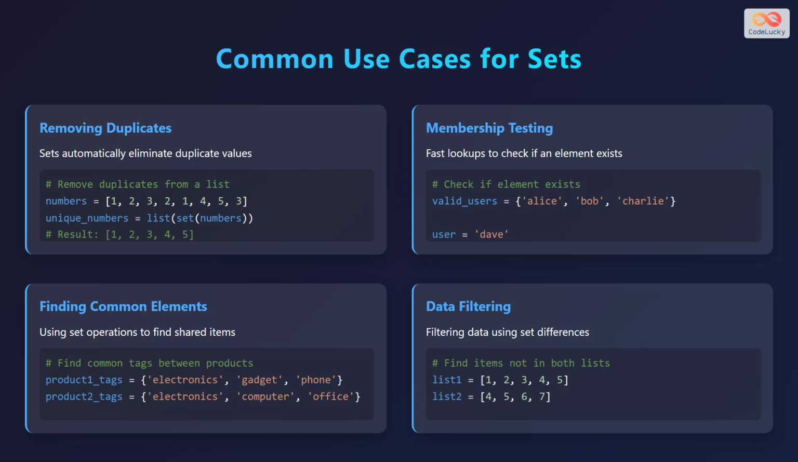Finally, sets are also helpful in data filtering. Filter data using set differences between two sets. For example, list1 = [1, 2, 3, 4, 5], list2 = [4, 5, 6, 7], unique_to_list1 = set(list1) - set(list2).